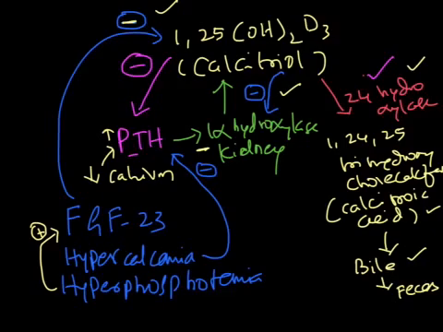dihydroxycholecalciferol. Hyperphosphatemia will have a positive effect on fibroblast growth factor 23, thereby fibroblast growth factor 23 will have a negative effect on 1,25-dihydroxycholecalciferol. So this is all about regulation of 1,25-dihydroxycholecalciferol. Now let's move on to see some of the major functions of 1,25-dihydroxycholecalciferol.